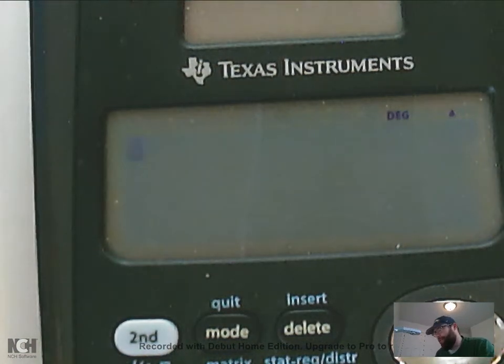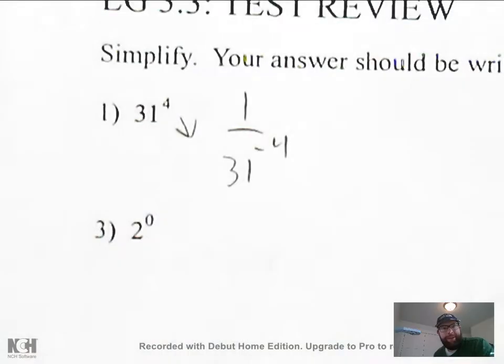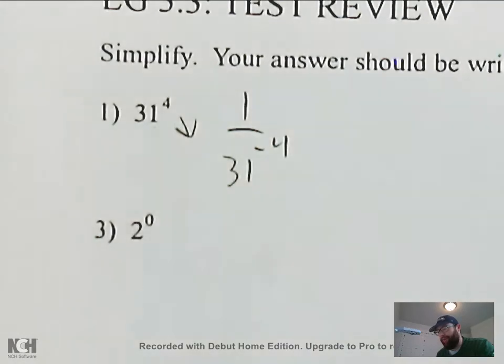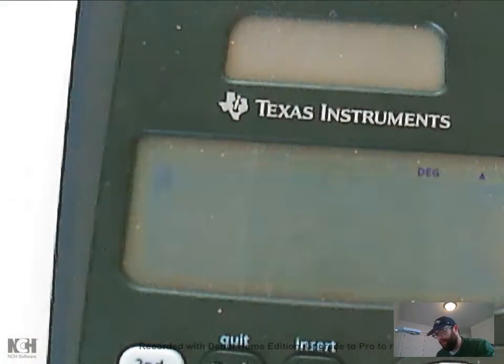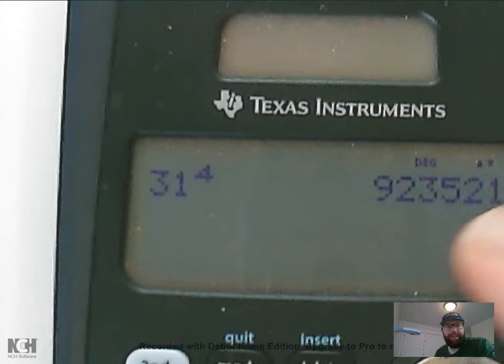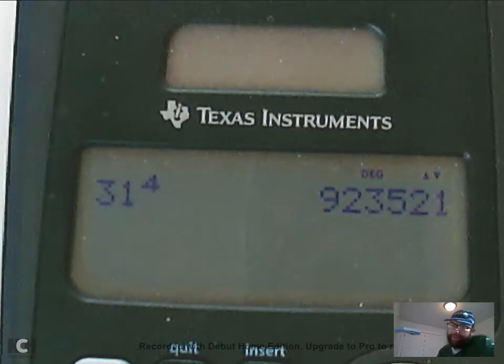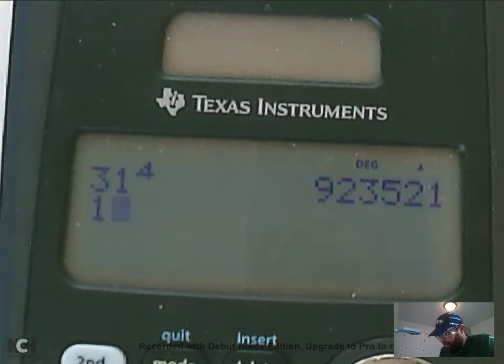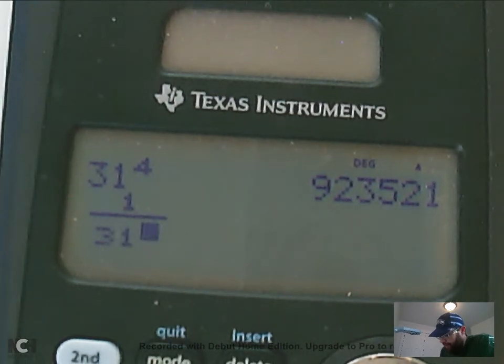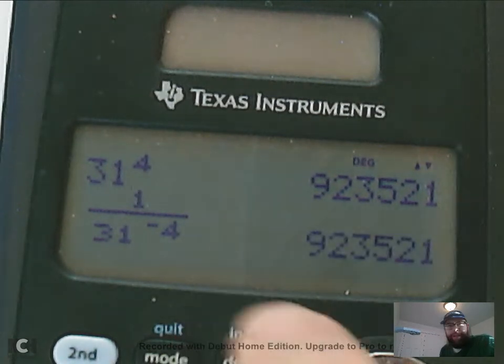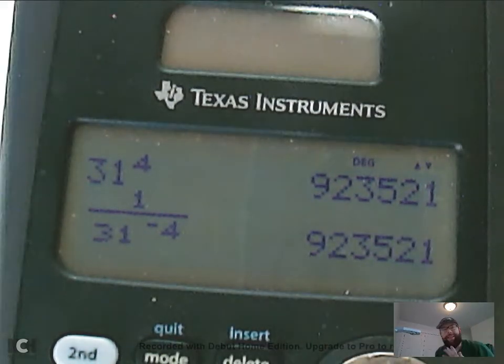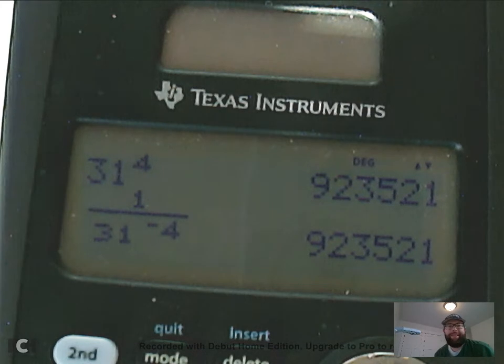Okay, I just wanted to show you real quick that 31 to the 4th is the same as 1 over 31 to the negative 4th. If I do 31 to the 4th, it gives me this big old number right here. So let's try doing the fraction form where we have the negative exponents. 1 fraction, 31 to the negative 4. Look at that, I got the same number. It is the exact same thing. It's just another way of expressing it.